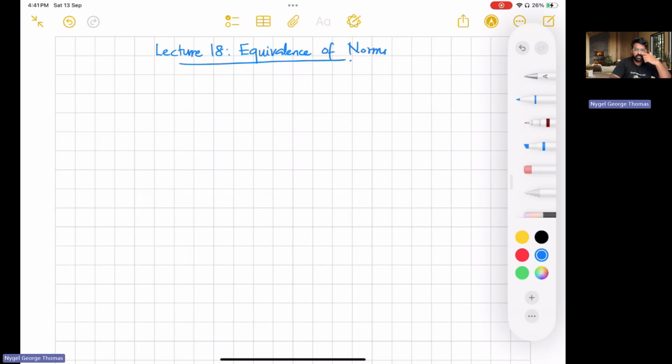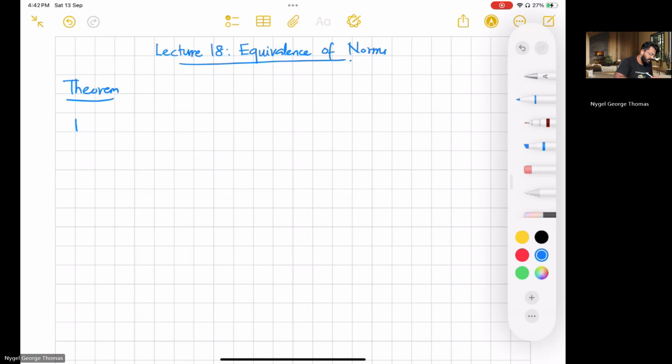Let's discuss equivalence of norms. So this equivalence of norms basically connects different norms. Suppose we have an alpha norm and a beta norm, both are vector norms. How are these two norms connected? To prove this, we have to first prove a theorem from real analysis. Then we can extend it to norms as well. So let's prove this first.